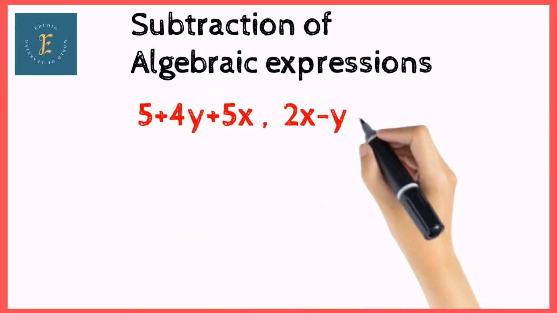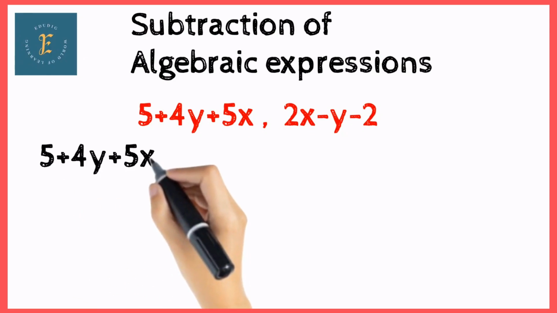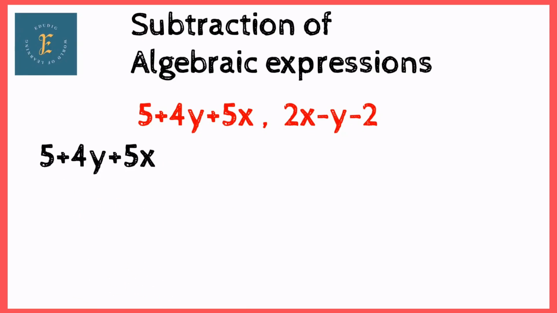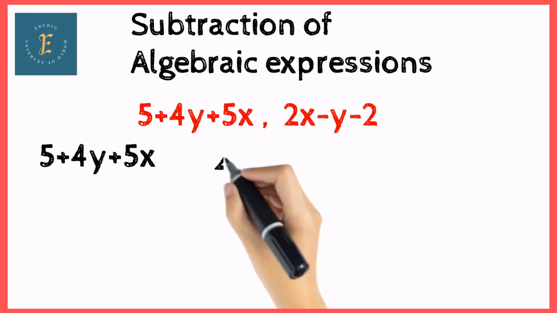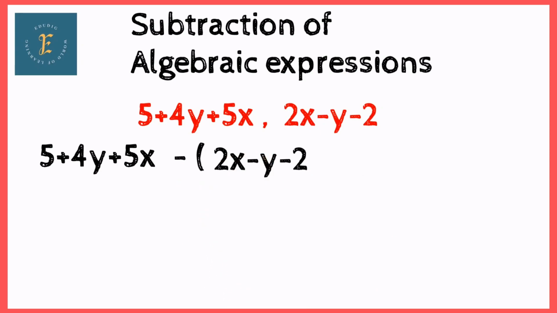Now we will do the subtraction. For subtraction, the first step is the same. We need to write the subtraction symbol, like 5 plus 4y plus 5x. Then we will put the minus sign. But here if you use the minus sign, we need to put brackets for the second expression. So we will do it like that, minus.